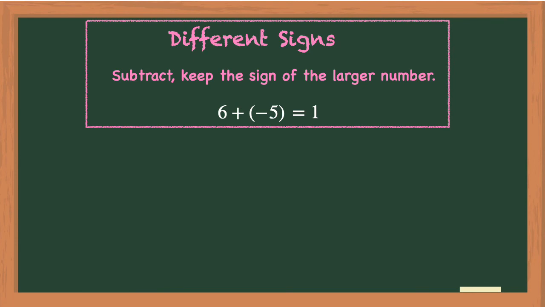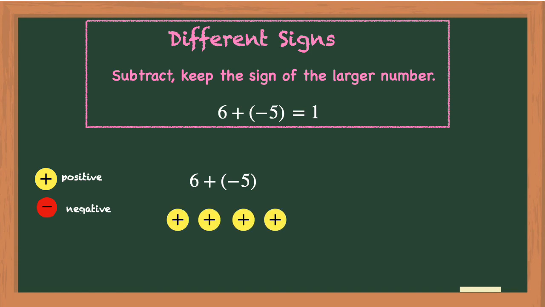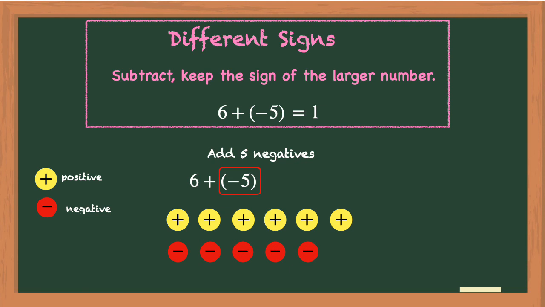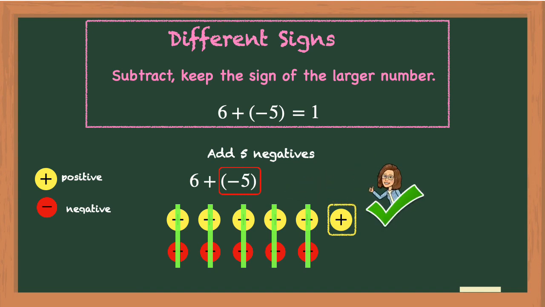Again, let's use the counters to check our answer. We begin by bringing down 6 positive counters, 1, 2, 3, 4, 5, and 6. The next term of negative 5 is being added to positive 6, so I will need to bring down 5 negative counters, 1, 2, 3, 4, and 5. Next, I will cancel out the 0 pairs. 1, 2, 3, 4, 5. Looking at what is left, I see just 1 positive counter, so I know our answer is positive 1.